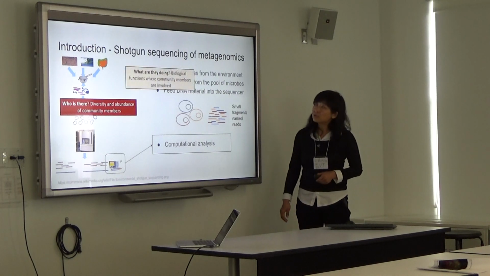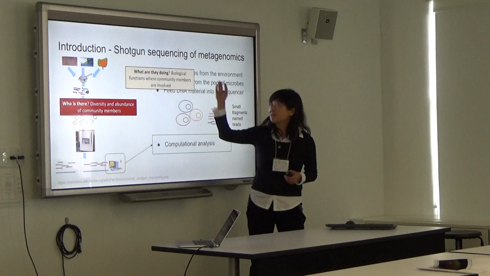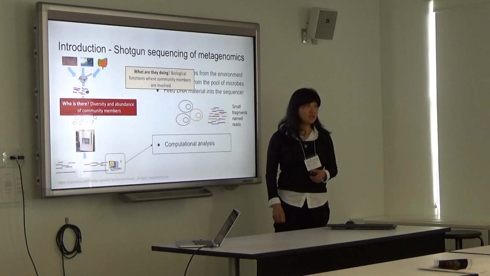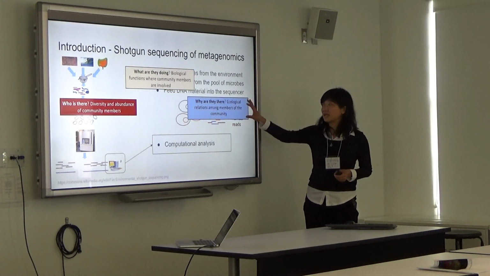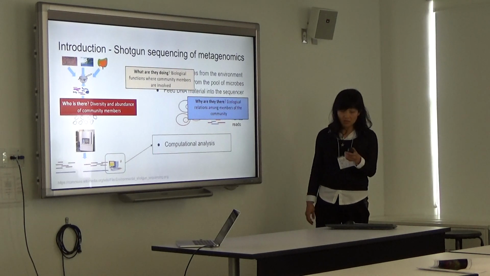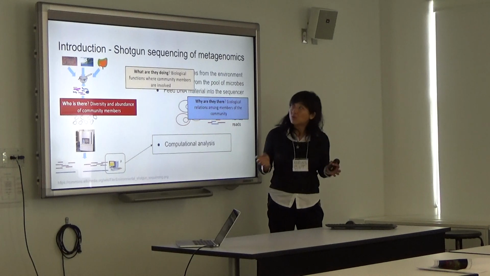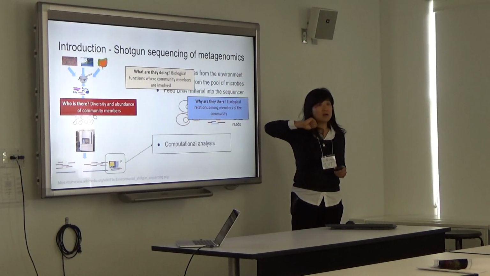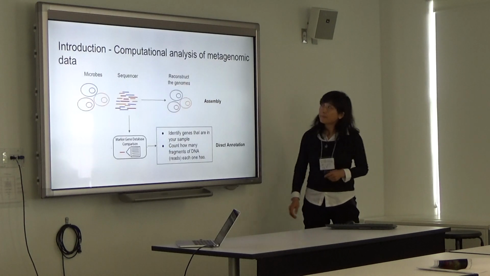The second question you want to answer is, what are they doing there? Basically, you want to look at the functions, what kind of biological functions they may have. The third question is, why are they there? This is more about the ecological relationships between the members of the community. So these are three major big questions people would like to answer, or use metagenomics to hopefully answer.